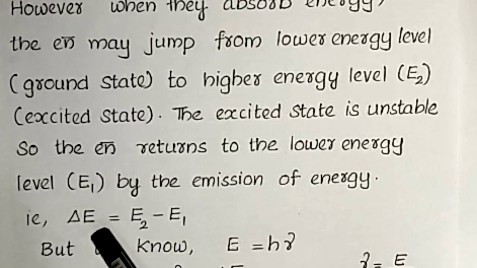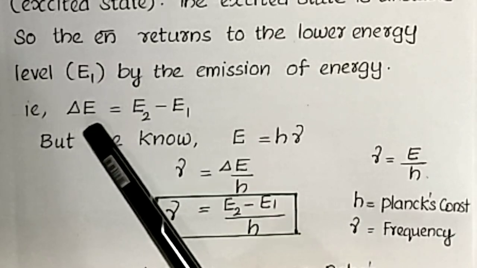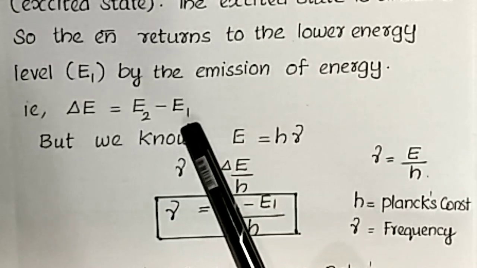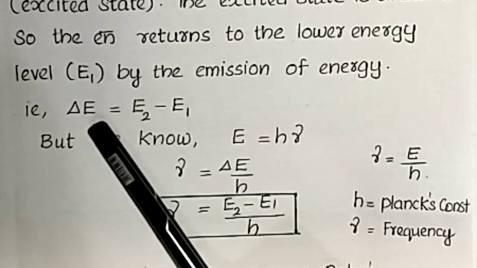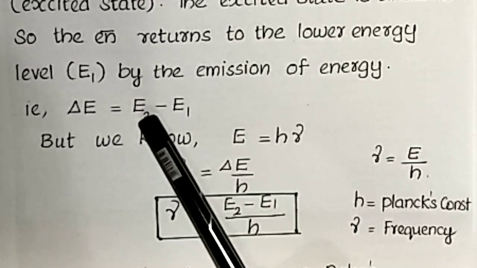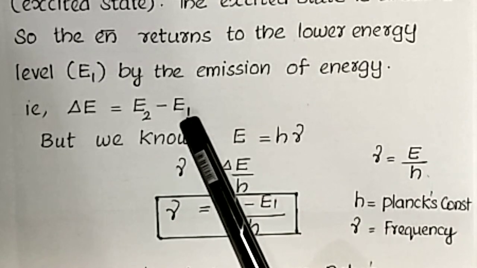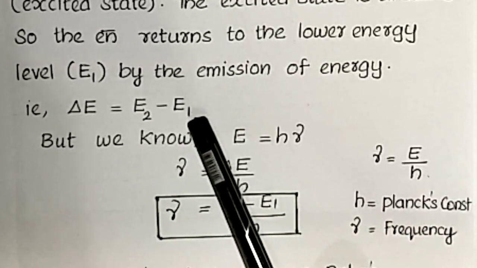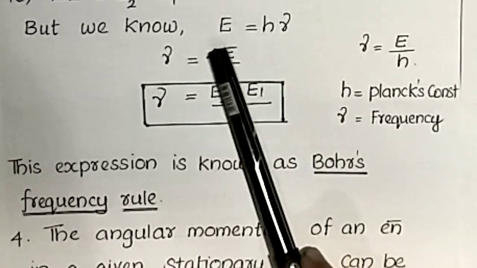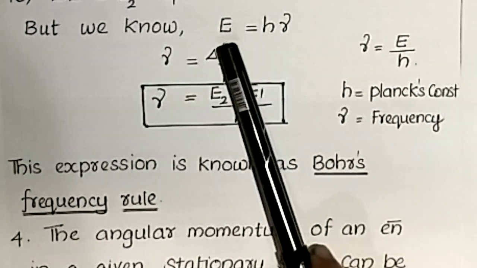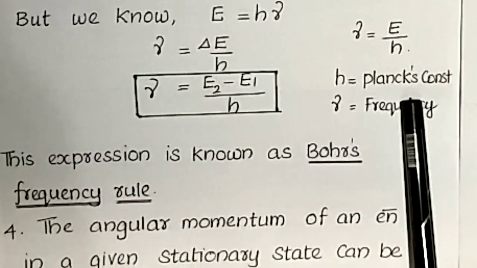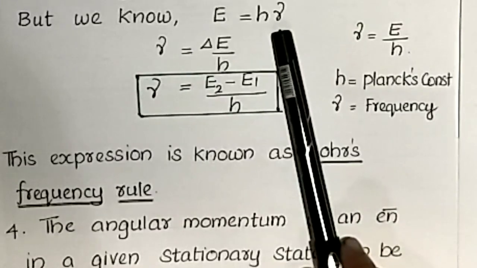The change in energy is denoted by the symbol delta E, which is equal to E2 minus E1, where delta E is the change in energy, E2 is the energy of the higher energy level and E1 is the energy of the lower energy level. But we know that E is equal to h nu. This equation is known as Planck's equation. So E, the energy, is equal to h nu, where h is the Planck's constant and nu is the frequency.